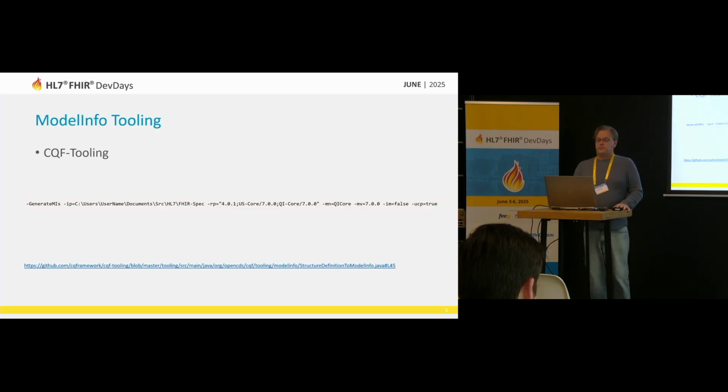If you want to actually use the tooling that we use to generate this, I've got a link there. It's kind of hard to read, but I wanted it all in one line, and they're in the slides, so you can just go click on it. But that takes you right to the model info structure definition to model info description in the CQF tooling. And you can run that. There's a command line example. This is running the QI Core 7 model info using that CQF tooling.